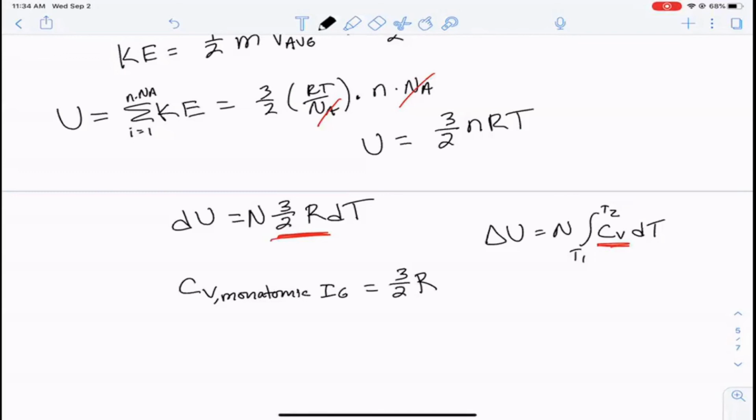And we're going to use this a lot over the course of the semester in solving problems. Okay.